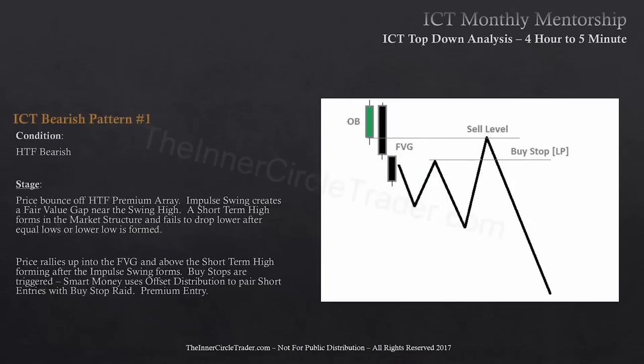Okay, this is ICT bearish pattern number 1, and the condition is obviously higher time frame is bearish, and the stage or pattern is this. Price bounces off of a higher time frame premium array. An impulse swing creates a fair value gap near the swing high. A short-term high forms in the market structure and fails to drop lower after equal lows or a lower low is formed. Price rallies up into the fair value gap and above the short-term high forming after the impulse swing. Buy stops are triggered. Smart money uses offset distribution to pair short entries with buy stops.